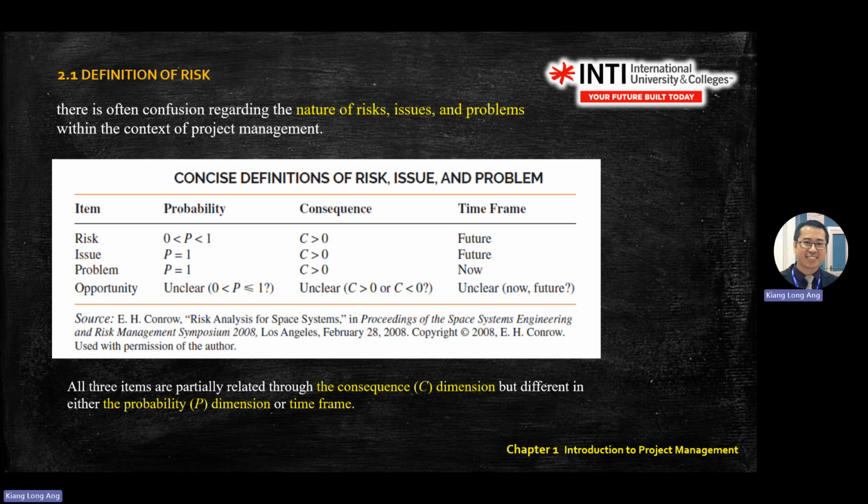Opportunity is something that you are not sure about. So the probability is unclear, and the consequences also, because you don't know whether the opportunity can happen or not. And then the time frame can be now, it can be future, so also unclear. So this is how people use the words risk, issue, problem, and opportunity.